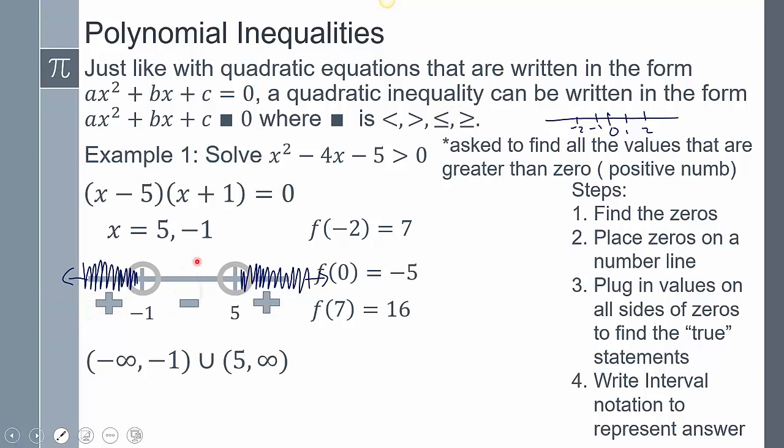I plugged in 0 and got negative 5, so this interval represents all negative numbers. I plugged in 7 and got 16, so this interval represents all positive numbers. Then step 4, writing my interval notation to represent my answer: negative infinity all the way to negative 1, union from 5 all the way to positive infinity.